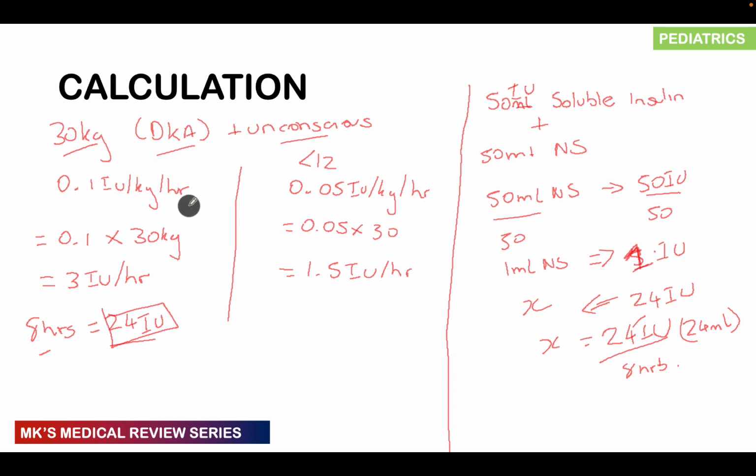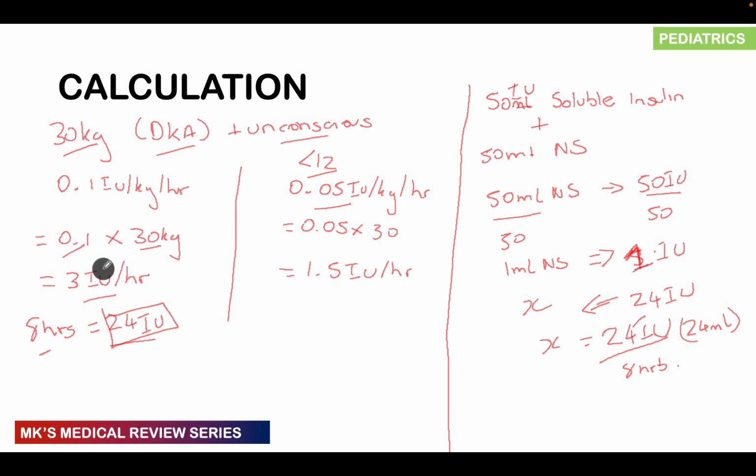And remember, the insulin should be started 1 hour after you've instituted the fluids. It's going to be started at a dosage of 0.1 international units per kg per hour. Then once the blood sugar is less than 12, we're going to reduce it to half the dose, 0.05 international units per kg per hour. So suppose this child weighs 30 kg, we're going to say 0.1 multiplied by 30, so they should receive 3 international units per hour.